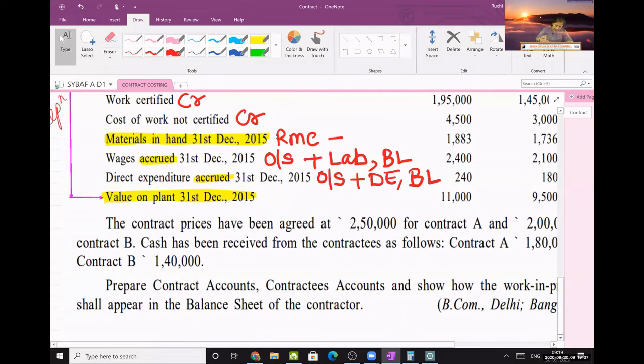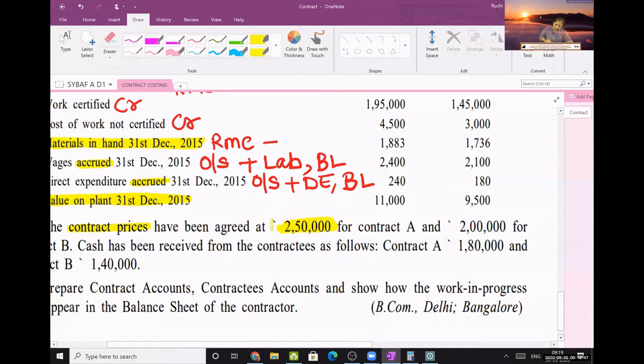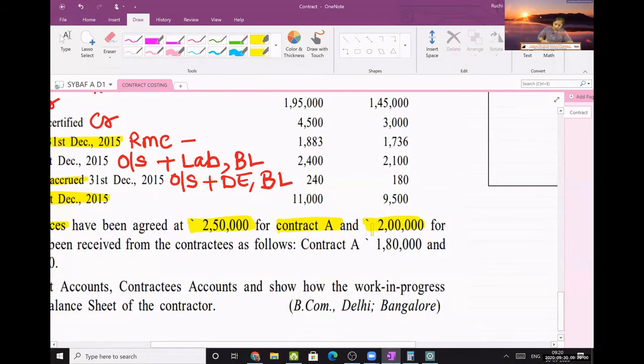Next, contract prices have been agreed. Okay, let me check contract price kitna hai. The contract price is how much? 2,50,000. This is a new style of writing. Yes, sir. This indicates rupees. Contract A ka contract price is 2,50,000 and contract B ka contract price is 2,00,000 rupees.